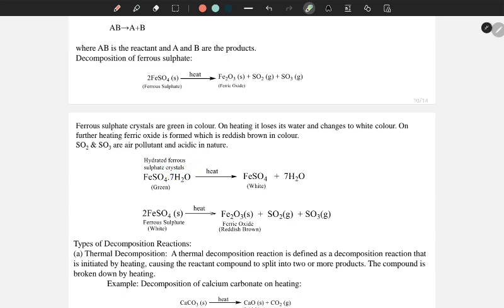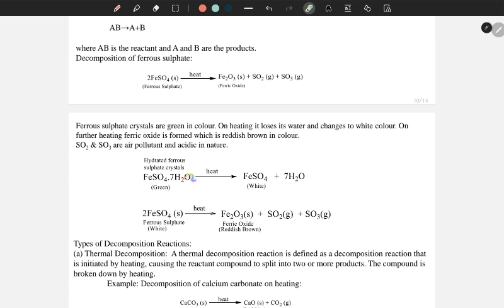So let's see here, this is hydrated ferrous sulfate. Why are we saying it is hydrated ferrous sulfate? Because there is the presence of water. If there is a presence of water, we say it is in the hydrated form. And if water is absent, then we say it is present in the anhydrous form. So here it is present in the hydrated form.